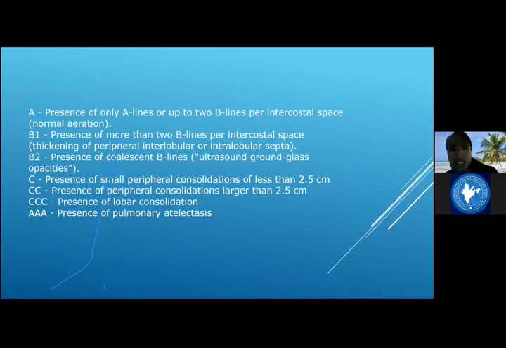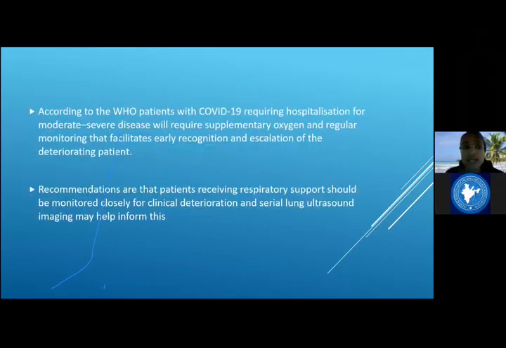So according to WHO, COVID-19 patients requiring hospitalization for moderate to severe disease require supplementary oxygen and regular monitoring that facilitates early recognition and escalation of the deteriorating patient. Recommendations are that patients receiving respiratory support should be monitored closely for clinical deterioration, and serial lung ultrasound imaging may help inform this. So even the WHO now is recommending lung ultrasound or POCUS for the management of COVID-19 patients.